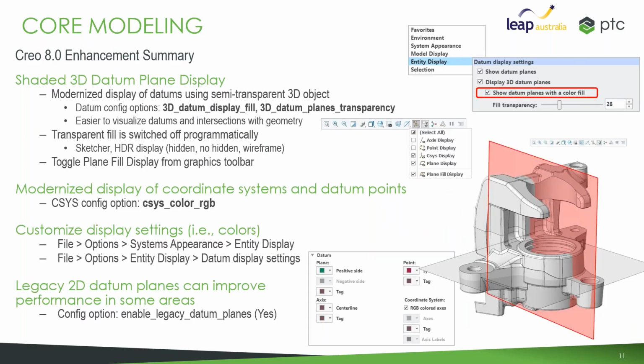In terms of other things around displaying of information on the screen, particularly datum information. So again, some changes here. A new option for having a transparent fill on your datum planes. You can tweak that if you want. In certain areas it's turned off, such as if you go into Sketcher and the like. There's some new options for how datum points and coordinate systems get displayed. Again, all of this can be controlled like you always could through your file options. Okay, and if you do want to work in the old way of datum planes, you can still do that as well.